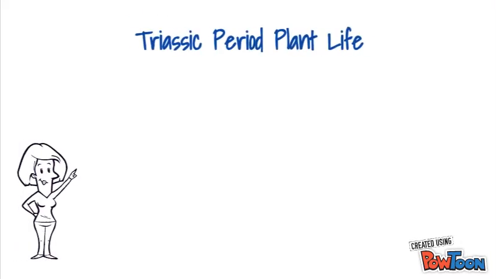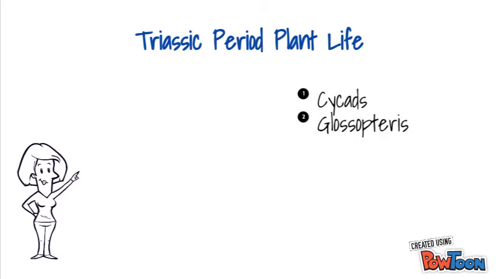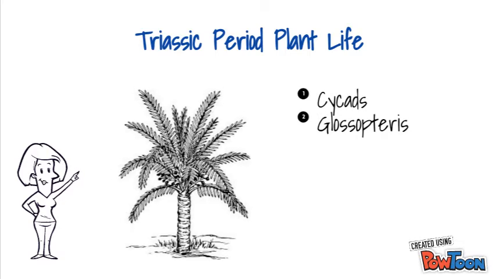During the Triassic period, plant life was recovering from the Permian period massive extinction. The most common plants were cycads and Glossopteris. These were the only plants that were able to survive in the hot weather, which was caused by Pangaea being such a large landmass away from the ocean.